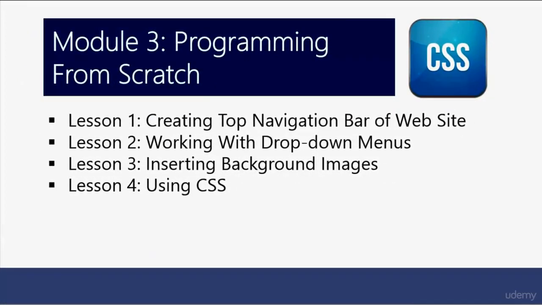Module 3 is programming from scratch. 4 lessons in this module. Lesson 1 is creating the top navigation bar of our website. Lesson 2 is working with drop-down menus. Lesson 3 is inserting background images as well as product images. And lesson 4 is working with our cascading style sheets. So primarily from scratch using our editor, I'm going to demonstrate how to in fact create our basic website and the structure of our e-commerce site.